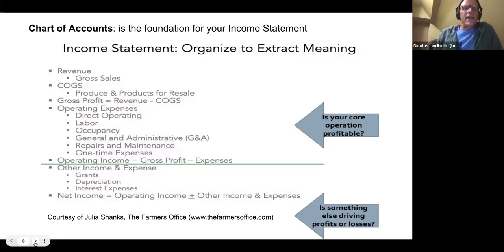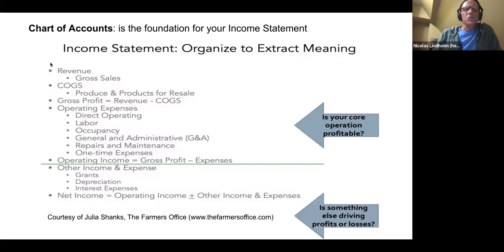My last slide before I go to a sample income statement is this one, again from Julia Shanks, and I love how she lays out the structure of a chart of accounts. This is how I coach farmers to set them up, and you'll see this living in the sample I'm about to jump to. I like to spend a little time with this for those who don't really understand the scaffolding of a chart of accounts.